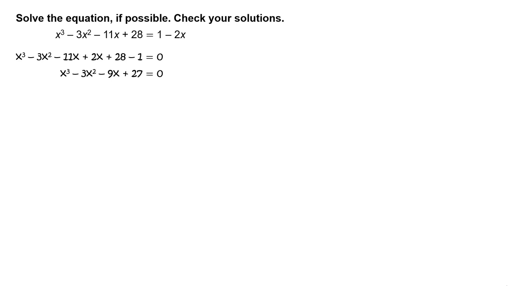You can factor by grouping. So group the first two terms, x cubed minus 3x squared, then factor a negative 1 out of the last two terms and group them. You have the negative quantity 9x minus 27.